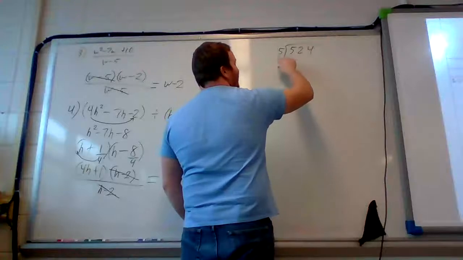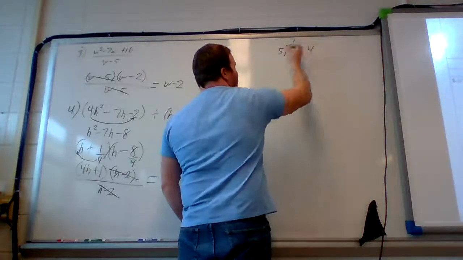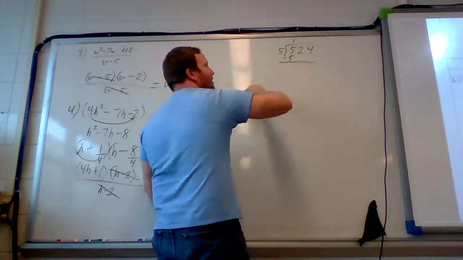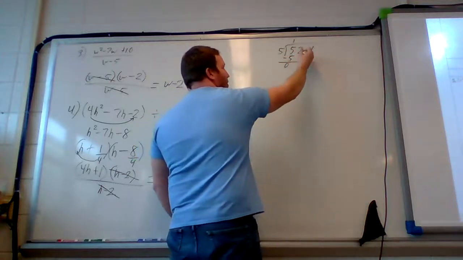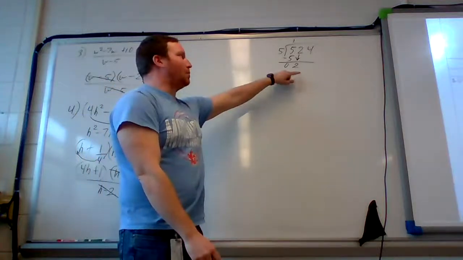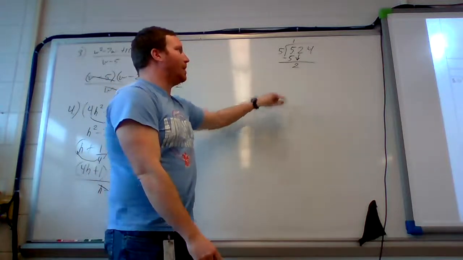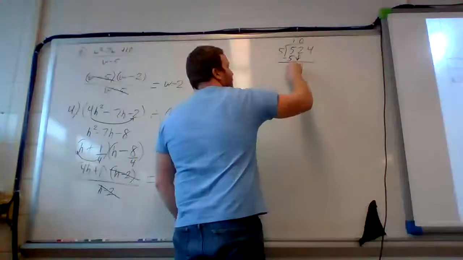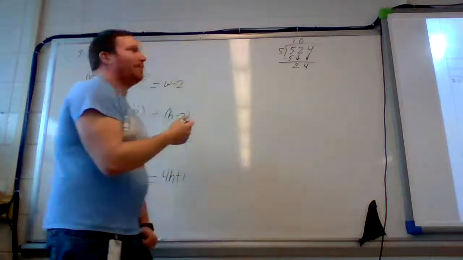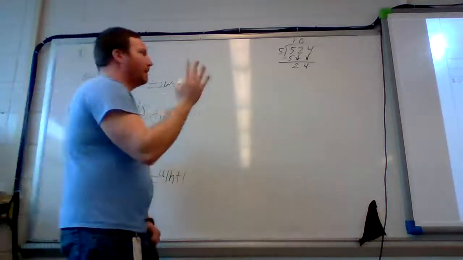So to get 5 into 5, we can go one time. So 5 minus 5. Again, we change that sign. That gives us a 0. Then we bring down that next term. How many times can 5 go into 2? 0, right? So we're going to plug in 0 here. Bring down our next term. How many times can 5 go into 24? 4 times.